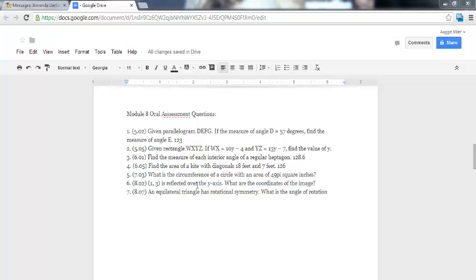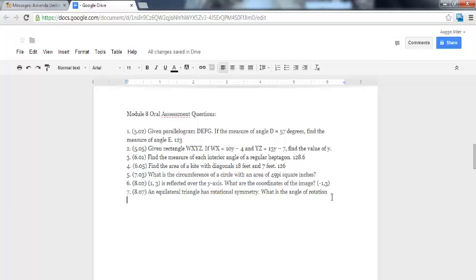A point (-1, 3) is reflected over the y-axis. What are the coordinates of the image? If it's reflected over the y-axis, only the x-coordinate would change, so it would be (1, 3).